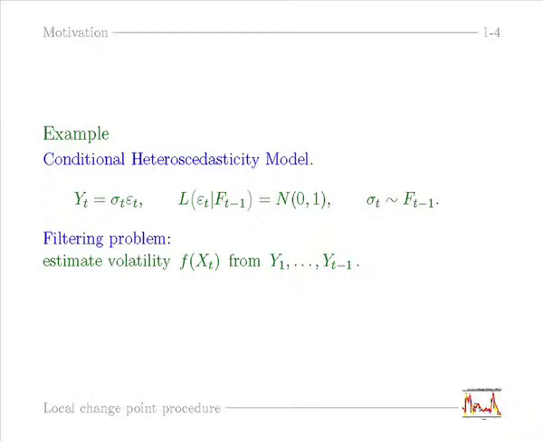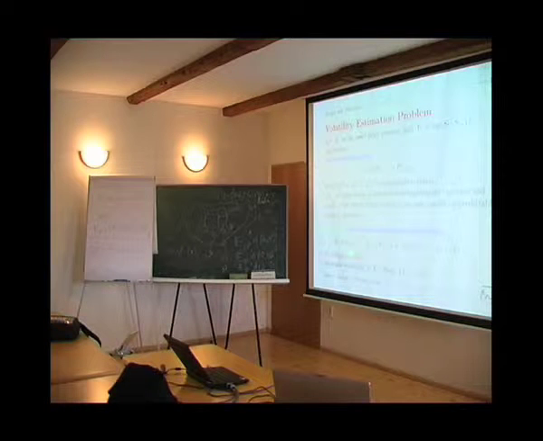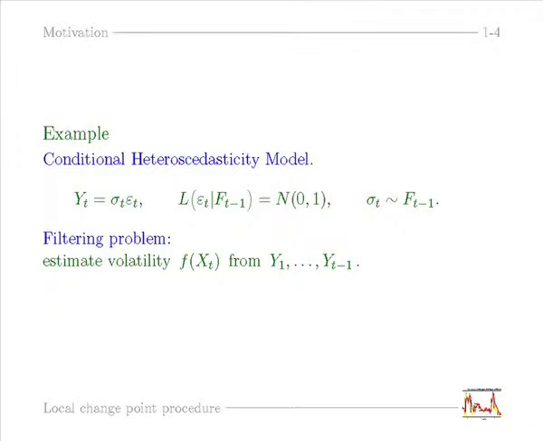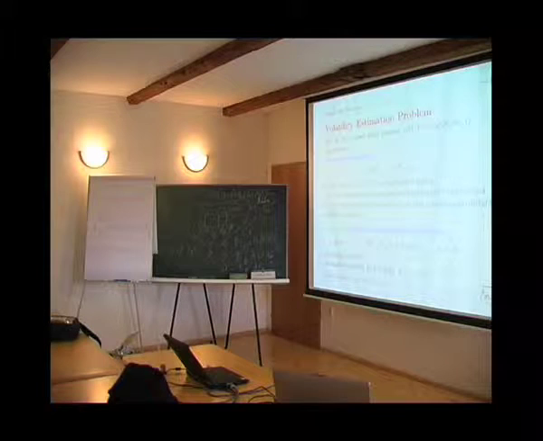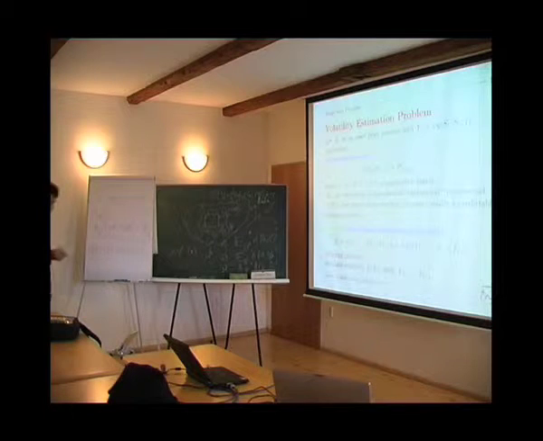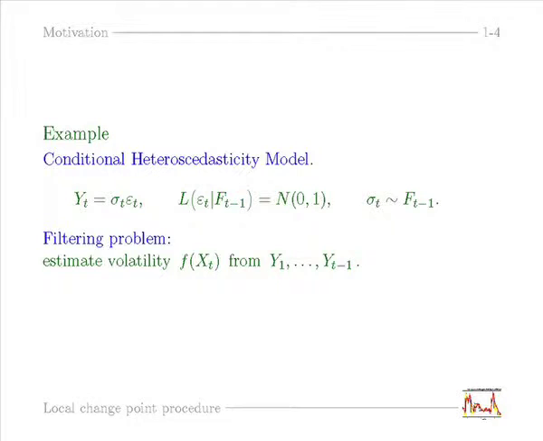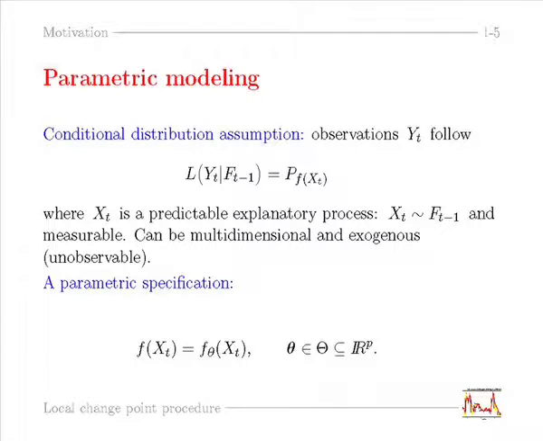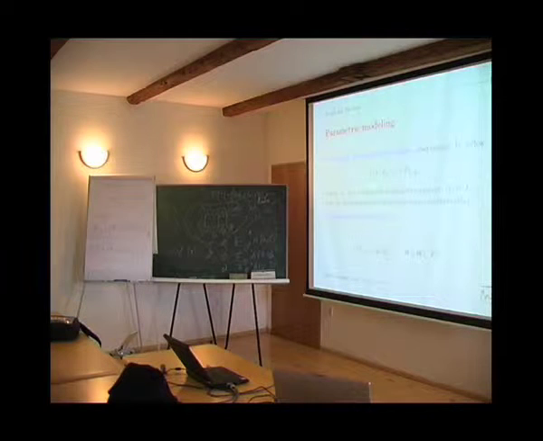Y_t, the return, can be decomposed as a volatility parameter sigma_t times epsilon_t. Epsilon_t is an innovation which, given the past, is standard normal, and sigma_t is a volatility which depends on the past and is just an unknown value, which actually you want to recover. And your problem is to recover sigma_t given the preceding observations. This is a typical problem in financial engineering. And now how can you attack this problem?